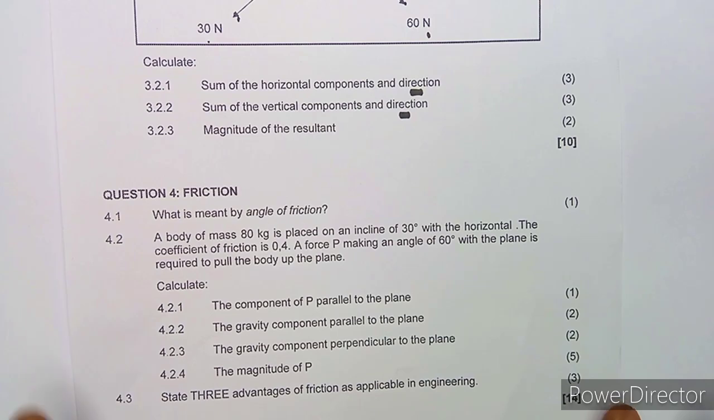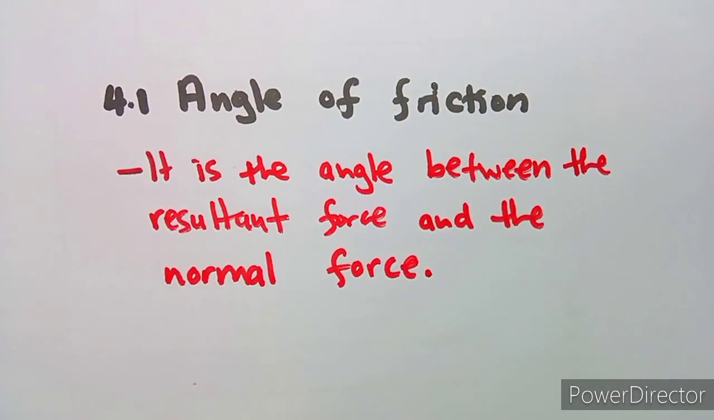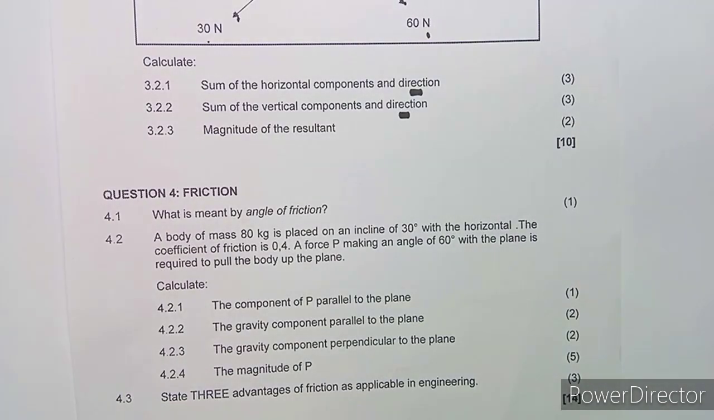So that we know what you think about this. Okay, on question 4 we are given what is meant by the angle of friction, where the angle of friction is the angle between the resultant force and the normal force. That is our angle of friction.